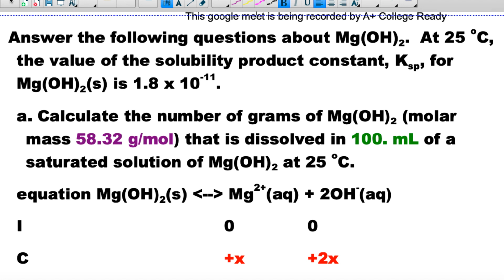Mg(OH)2, they give you the value for Ksp, and they want to know the number of grams of Mg(OH)2 that is dissolved in 100 milliliters of a saturated solution. The key here is saturated solution. So what they want you to do is find the molar solubility.